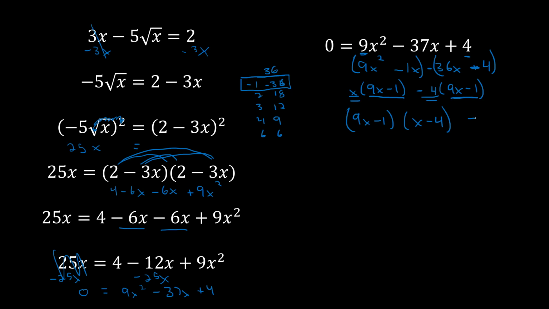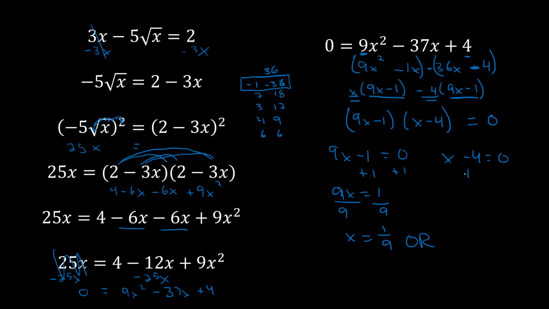And by the way, that's all still equal to 0. So we have factored, and now to solve for x, we can set each part equal to 0. Where either 9x minus 1 equals 0, or x minus 4 equals 0. And then I can solve this one by adding 1. We get 9x equals 1, and then divide both sides by 9. So now we have x equals 1 over 9. Or, over here we can add 4 to both sides, and we're going to get x equals 4. So x equals 1/9 or x equals 4 would be my solution.